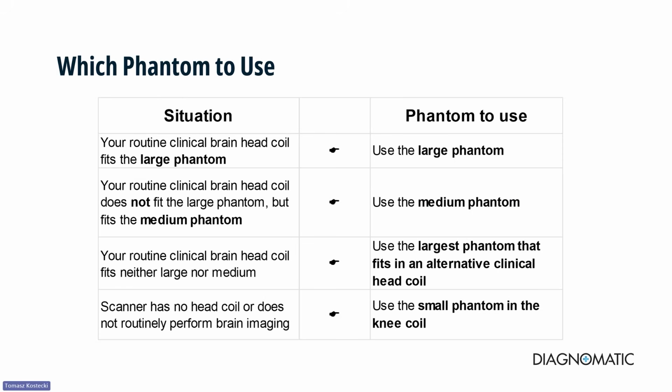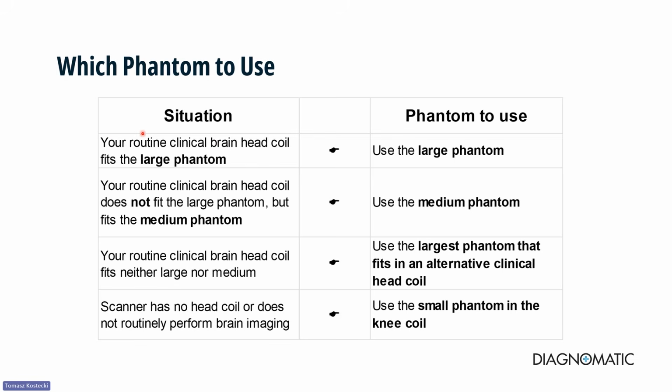Now, from this point onward, I will focus only on the ACR phantoms. As shown in the table, ACR phantoms are available in 3 sizes: large, medium, and also small. Diagnomatic is currently working on the small one, so it will be available soon. This table shows how to select the right phantom for a particular MRI site. The general rule is to use the largest ACR phantom that fits inside the head coil used for clinical brain imaging.